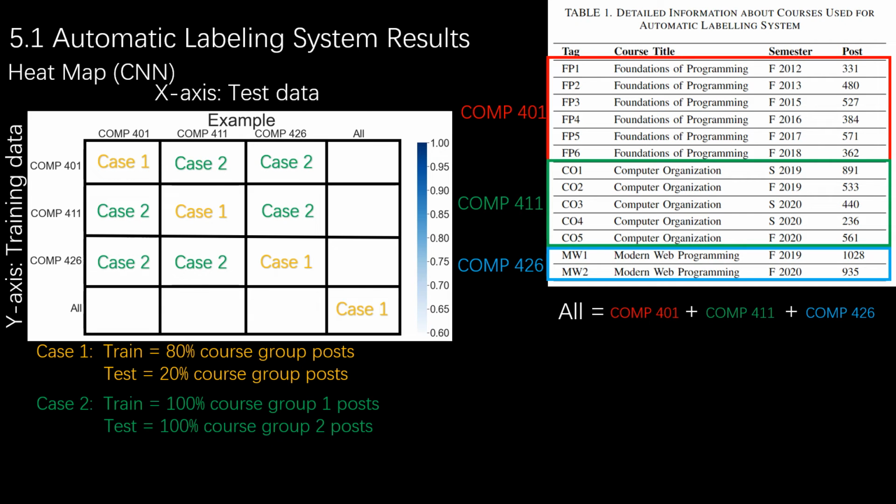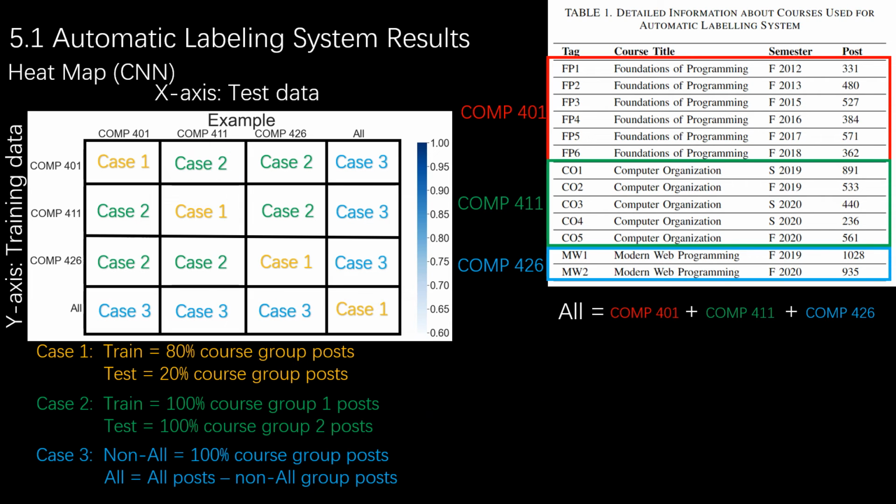Case 2 describes a situation when the training and test data are using different course groups. So we directly use the course group specified as a corresponding set with no data splitting. For example, for the scenario in the green circle, the training data is of the Comp401 posts, and the test data is of the Comp411 posts.